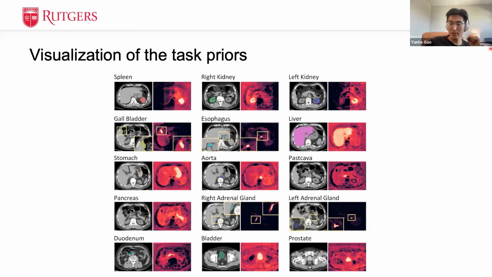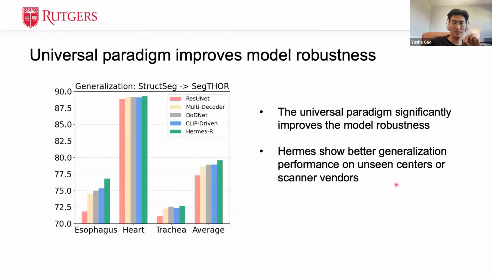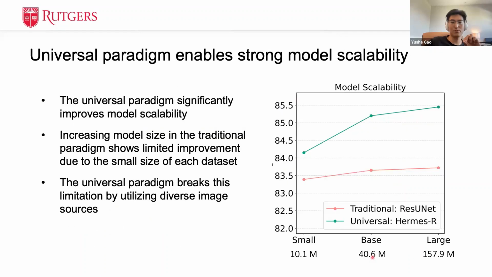How many parameters are there in Hermes R and Hermes M? Oh, I kind of forget, we have included this in our appendix. It's about 40 million for both Hermes R and Hermes M. I think Hermes R should be larger, like 60, and Hermes M should be something like 40. Yeah.